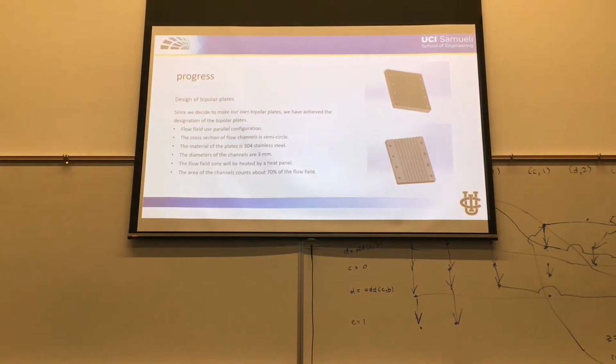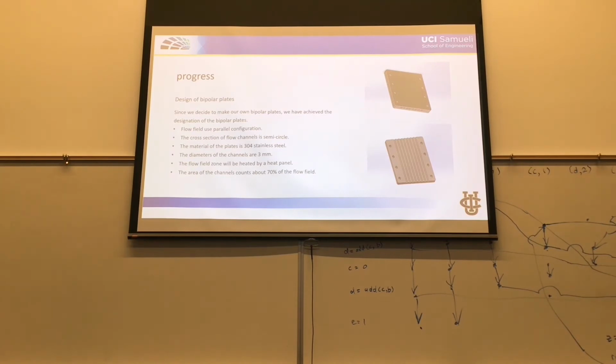Now let me introduce our current progress. The first is the design of the bipolar plates. Since we decided to make our bipolar plates, we have to choose the design of it. The most difficult part of the design of the bipolar plates is to design its flow field. And in the flow field, we decided to use the parallel configuration. It may not be the easiest to manufacture. In fact, to manufacture these channels, we decided to put two plates together and use a rail and their conjuncture to make these channels.